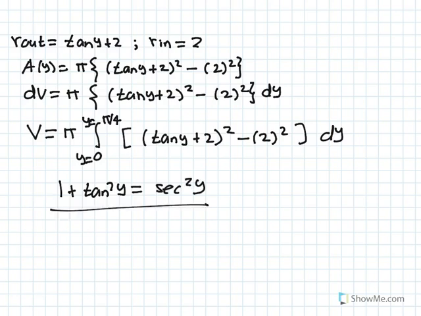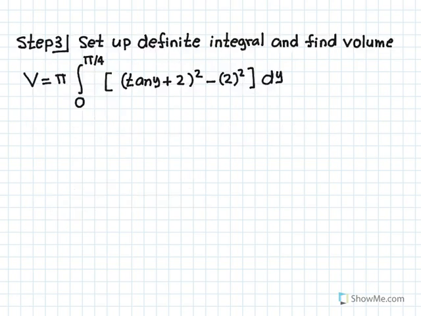So we'll keep that in mind when we solve this integral. All right, so we want to set up a definite integral and find the volume. So here it is. This is radius outer squared minus radius inner squared times pi. And now we're going to expand this. So we get volume is equal to pi integral from 0 to pi over 4.